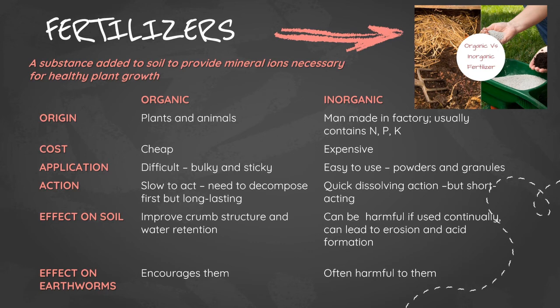For organic, they originate from plants and animals. Inorganic suggests man-made, so they're made in factories and usually contain nitrogen, phosphorus, and potassium. Organic because it comes from natural beings, it's cheaper. Inorganic is expensive. The application of organic is pretty difficult because it tends to be bulky and sticky. Inorganic tends to be easy to use.